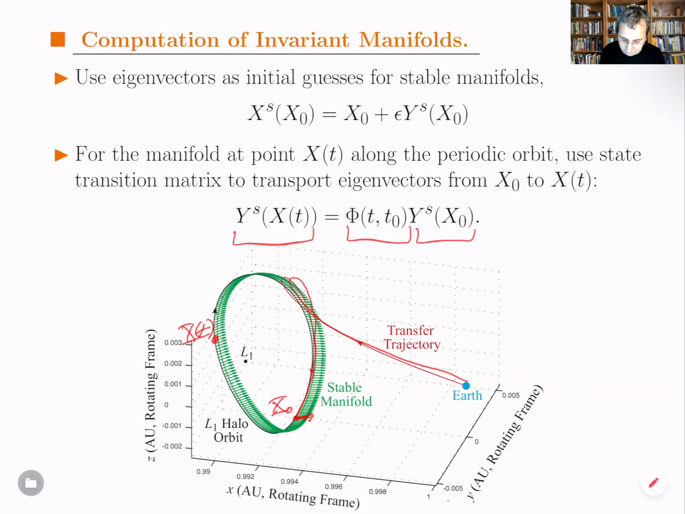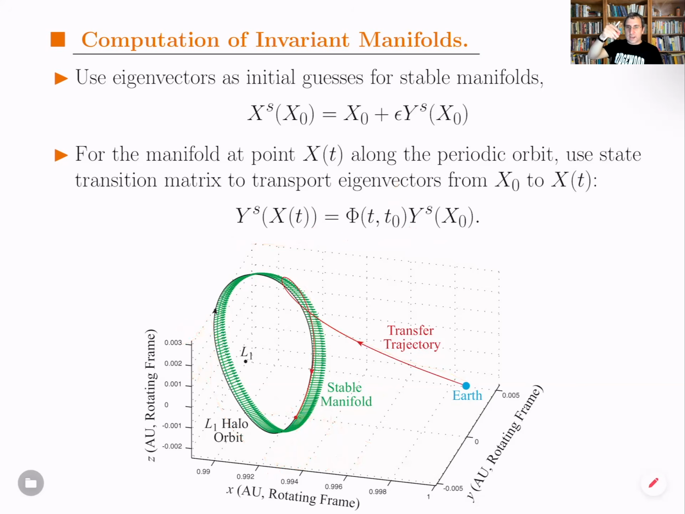This is the stable direction at x t, and they're related because these are both infinitesimal vectors attached to the periodic orbit. They're related through this state transition matrix. So it takes you from that initial time, let's say t naught, up to time t. So phi t from t naught.